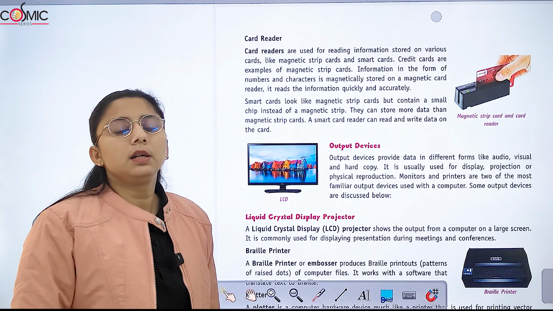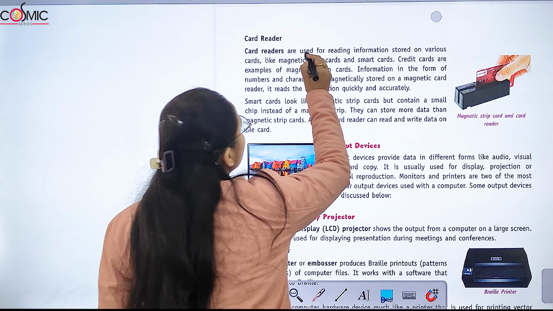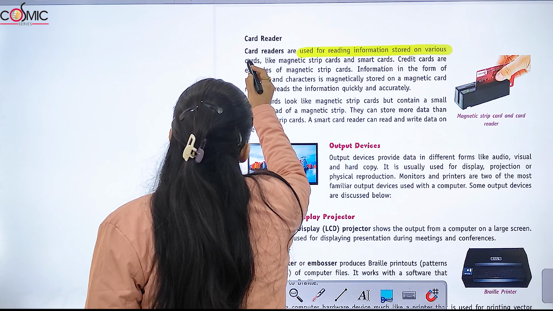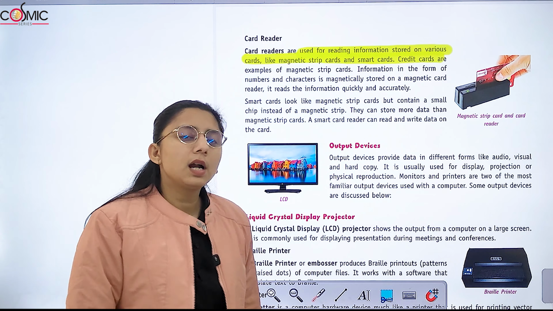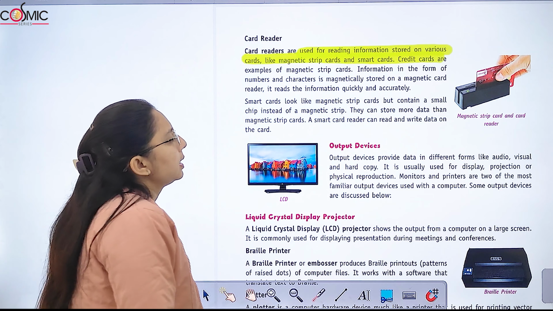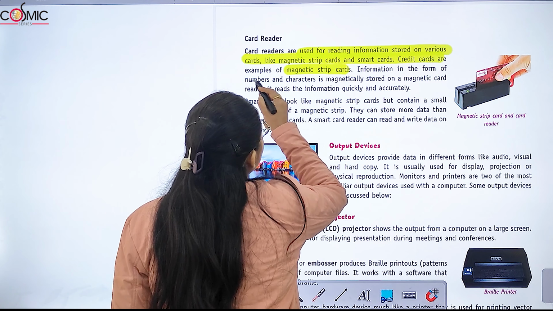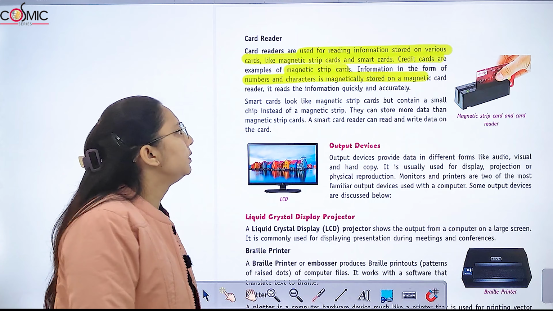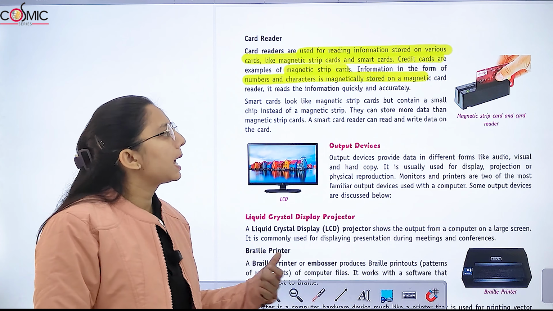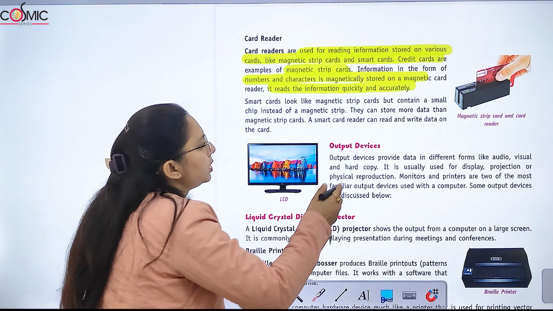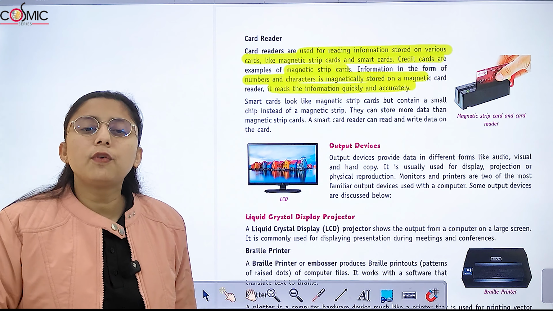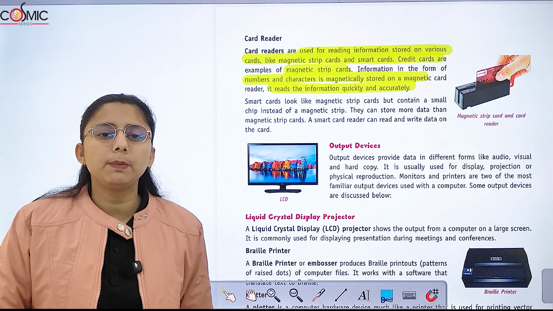Then we have card reader. So what is card reader? They are used for reading information stored on various cards like magnetic strip card, smart card, और credit cards भी. किसके example है? Magnetic strip card के. Information is in the form of numbers and characters. They are magnetically stored on the magnetic card. The reader reads the information quickly and accurately. ये information को quickly भी और accurately भी पढ़ता है.